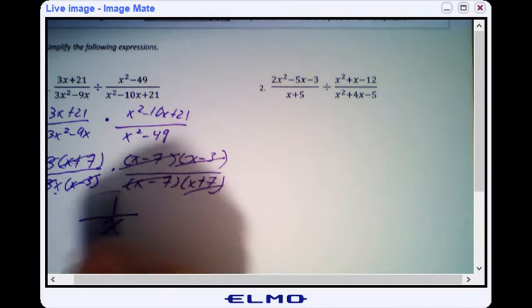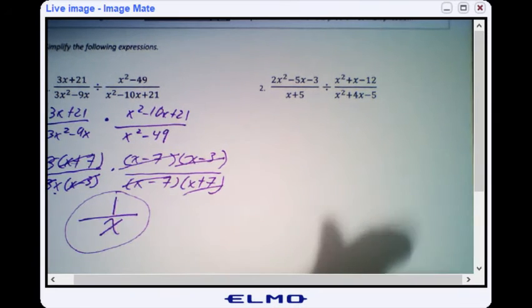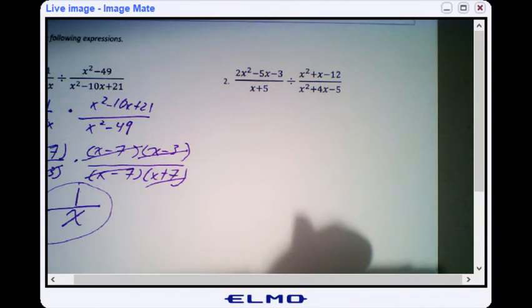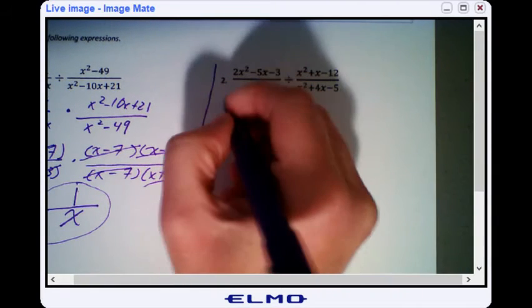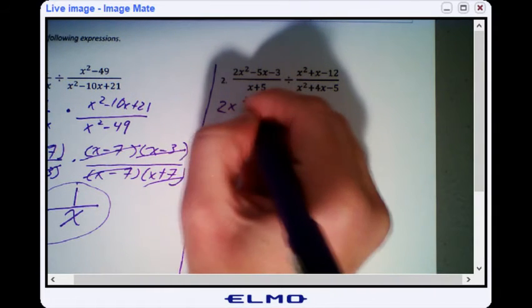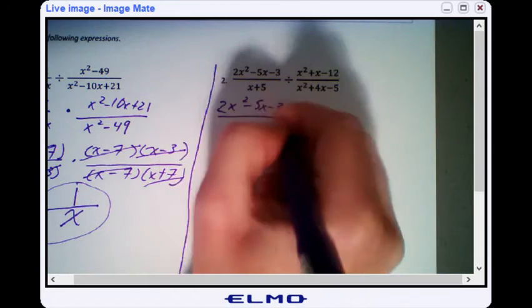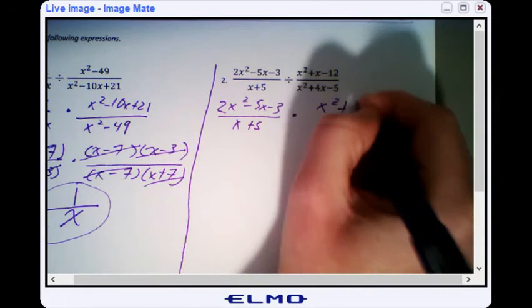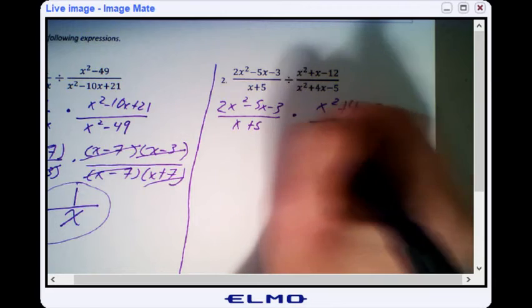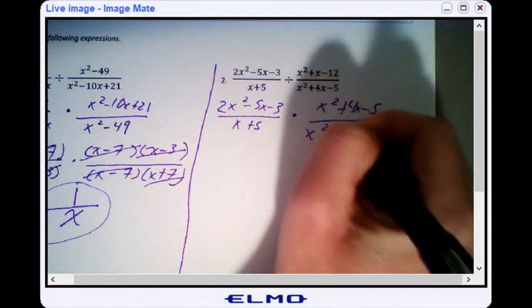Our answer is just 1 divided by x. For problem 2, again, my first step is to flip the second and change it to multiplication. 2x squared minus 5x minus 3 divided by x plus 5 times x squared plus 4x minus 5 divided by x squared plus x minus 12.